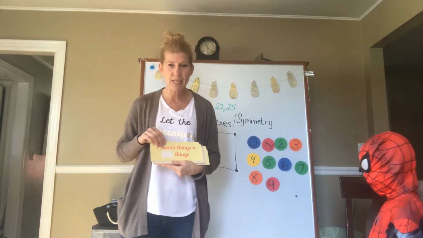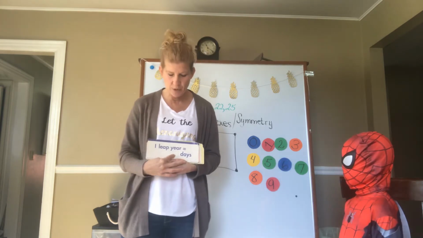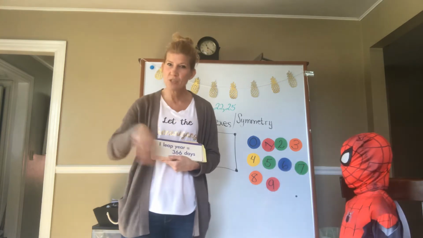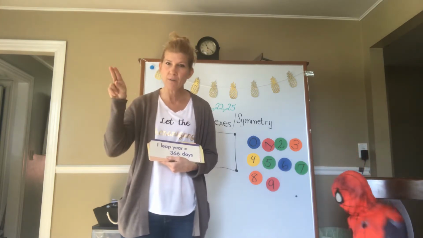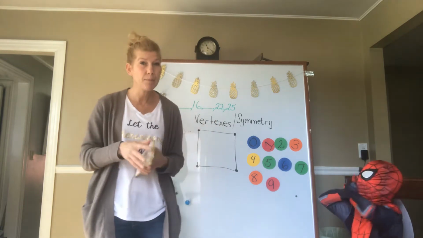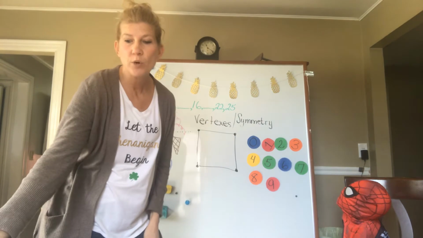1 dozen things equals 12 things. Here it is. 1 leap year equals 366 days. So this year will be a leap year for us. There will be 366 days in this year. Now that happens every 4 years. So it only happens every 4 years.